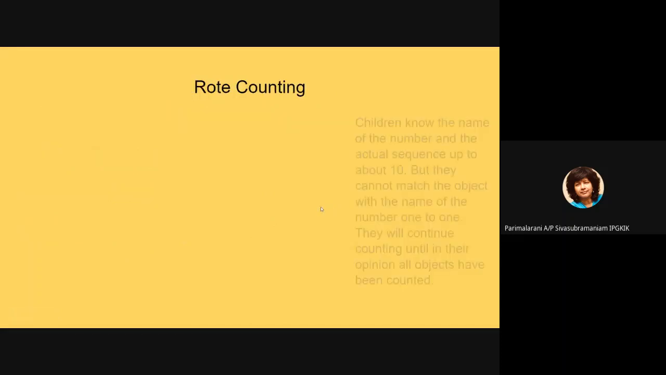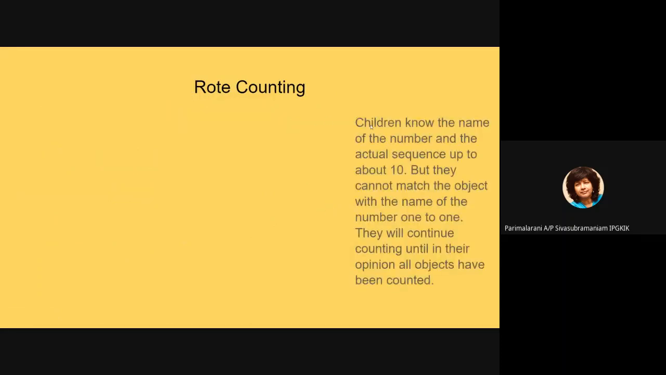Okay, what is rote counting? Rote counters are children who know the name of the number, and the actual sequence up to about 10. They know how to say 1, 2, 3, 4, 5, 6, 7, 8, 9, 10. But they cannot match the object with the name of the number 1 to 1. That means they haven't mastered 1 to 1 correspondence.